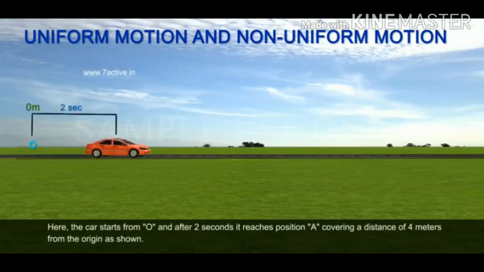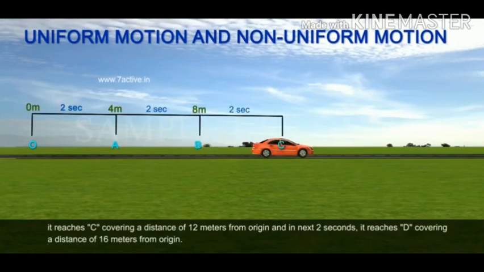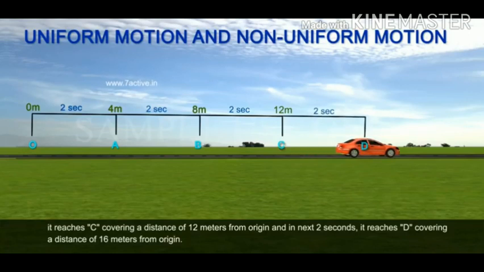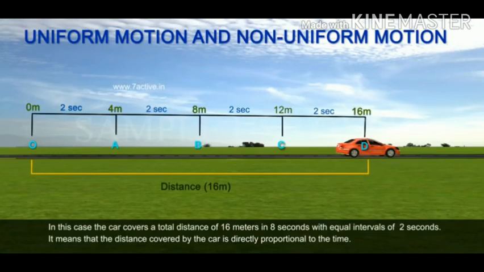Here the car starts from point O and goes to point A in 2 seconds and covers a distance of 4 meters. And then again the car goes from point A to B in 2 seconds and covers an equal distance, that is 4 meters. And again from B to C the car covers an equal distance, that is 4 meters in 2 seconds, and then goes to the final position, that is D, and covers a total distance of 16 meters in 8 seconds.